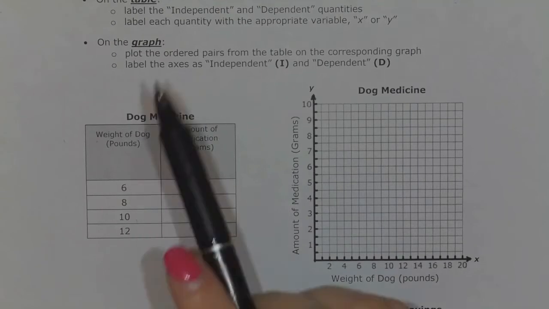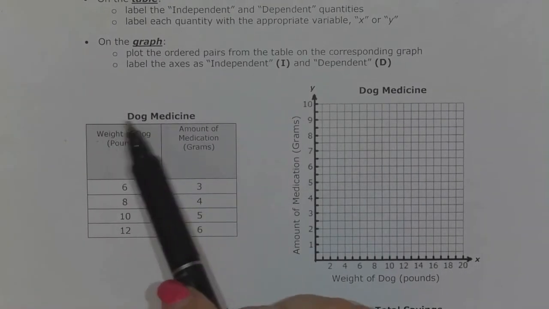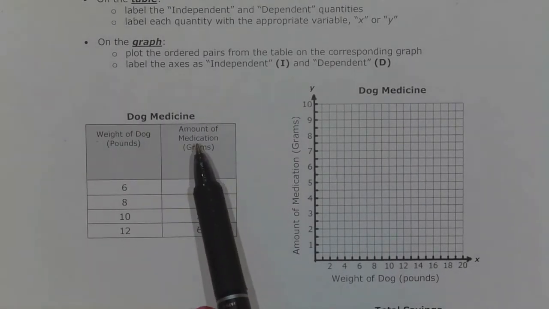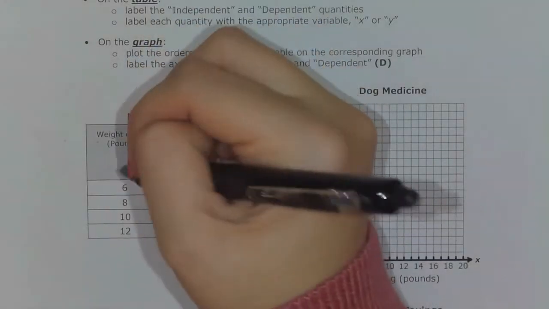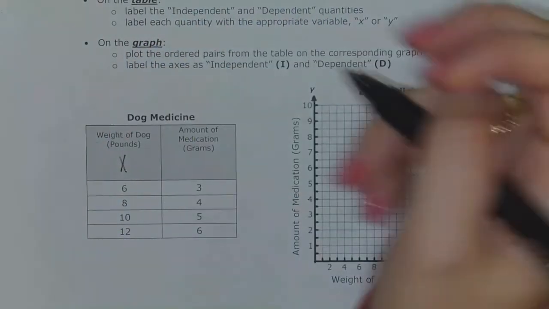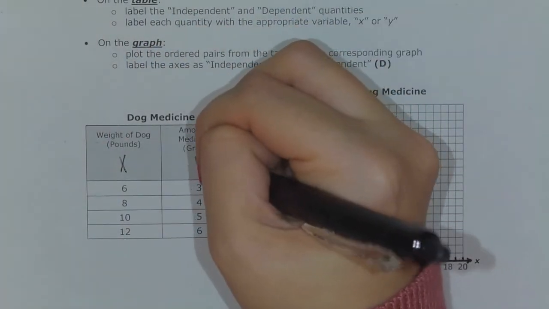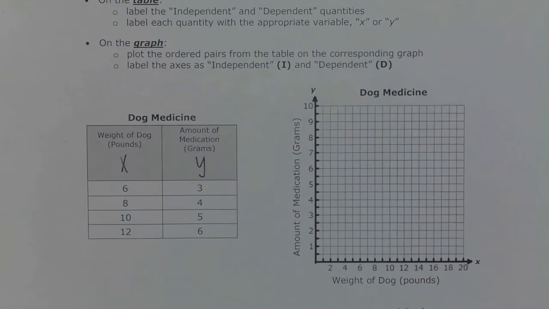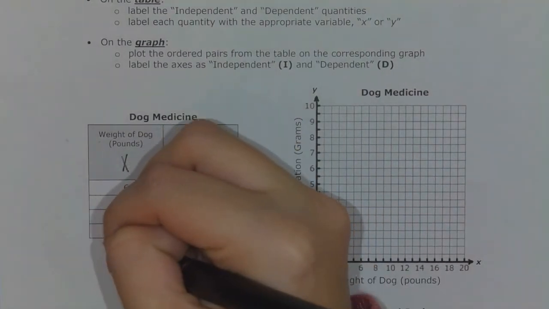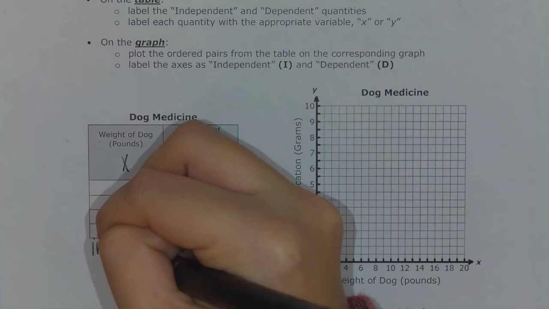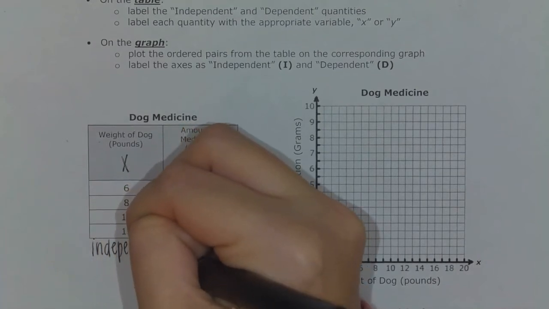That really doesn't make sense. But the weight of the dog would change the amount of medication that they have. So the weight of my dog, that is my x-axis, my x value. The amount of medication is my y-axis, or my y values. So this means the weight of my dog is the independent variable, right?